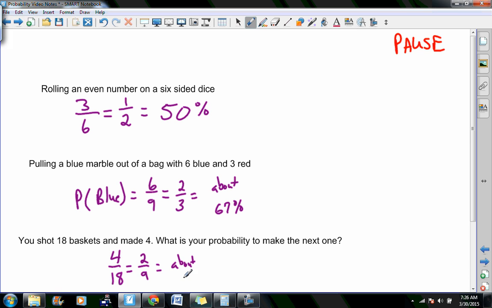But what's tricky about this problem is that it's not actually 22% that you'd make the next one in theory. Now, this is the experimental probability that would make sense, but your shooting percentage is not something that depends on your previous shots. It would actually be something that you could rate long before you had done this experiment. So that's a little bit tricky. You've got to be very careful when talking about experimental probability. But I would say the correct answer for this problem right now is about 22%.